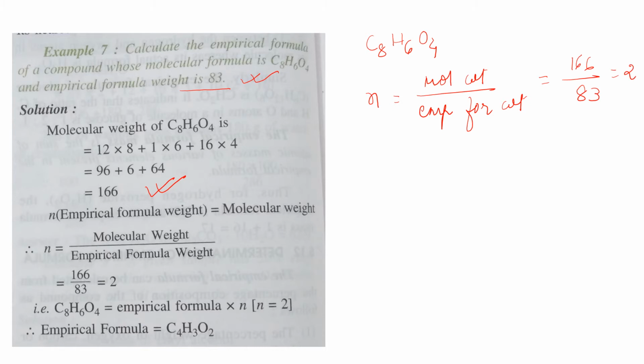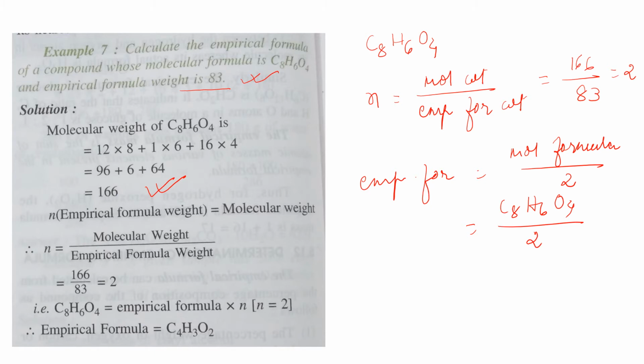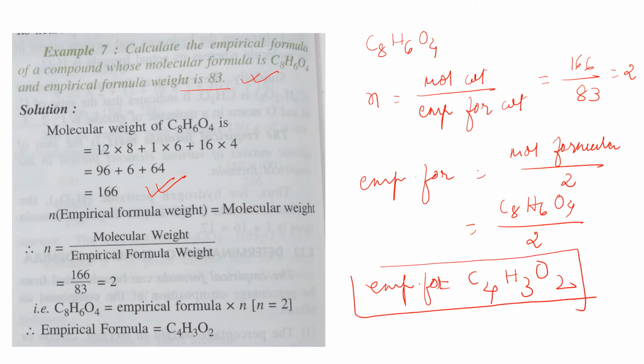After getting N, I have to find out the empirical formula. So the empirical formula is equal to the molecular formula divided by 2. This is C8H6O4. Now you have to divide it by 2. So I am getting C4H3O2. This is my empirical formula. Am I clear to you?